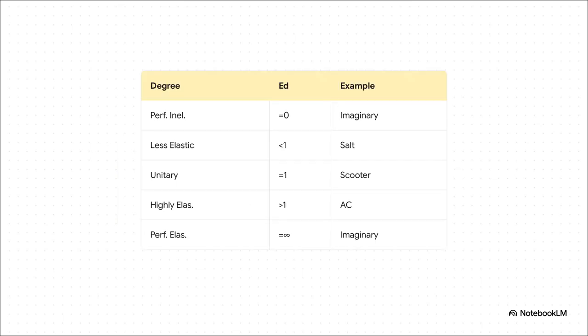I highly recommend taking a mental screenshot of this summary table right here. You have your 2 extremes at the top and bottom, perfectly inelastic at 0, and perfectly elastic at infinity, which, as we discussed, are largely imaginary. Then you have less elastic for necessities like salt, highly elastic for luxuries like ACs, and right smack in the middle is unitary elastic, where elasticity exactly equals 1. This is where a change in price leads to the exact same proportionate change in demand, which we often see with goods like scooters or refrigerators. Keeping this table in mind is an absolute game changer for your exam prep.